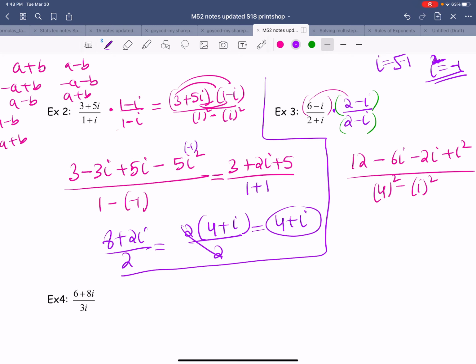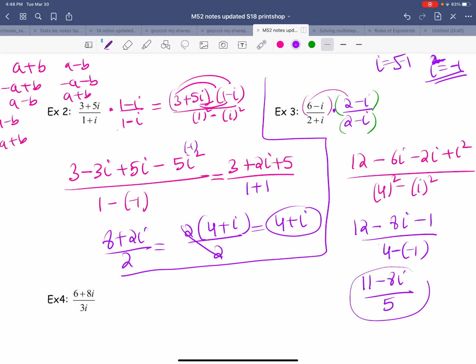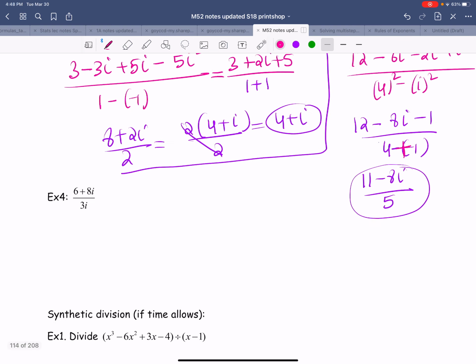So we are left with 12 minus 8i minus 1. No need to put the parentheses here. 12 minus 8i minus 1 over 4 minus negative 1. Yep, i squared is negative 1. So that turns out to be 11 minus 8i over 4 plus 1, which is 5. Because a negative and a negative will become a positive. Okay. In the next video, next example, we have 6 plus 8i over 3i.